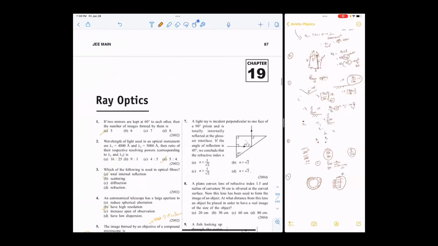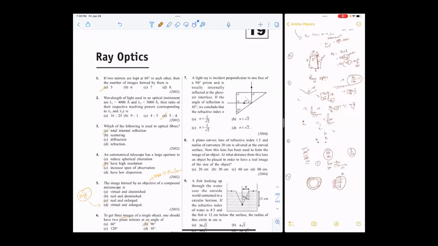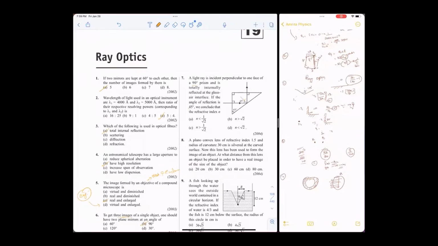Ninth question seems to be interesting. Let us see. A light ray is incident perpendicular to one of the faces of a 90 degree prism and is totally internally reflected. If the angle of reflection is 45, we conclude that the refractive index n is... So, TIR is happening for 45 degrees. So we have the seventh one.